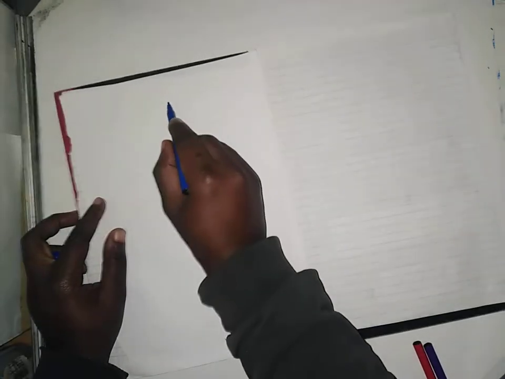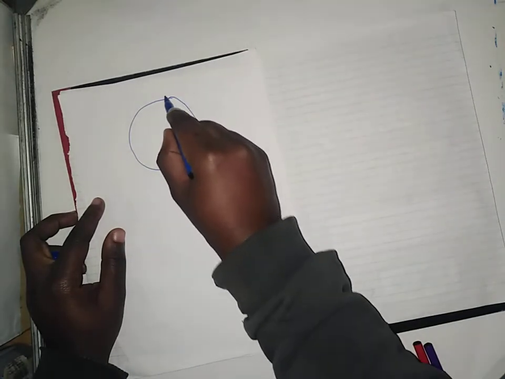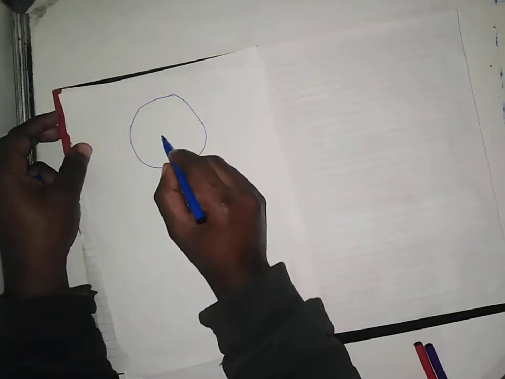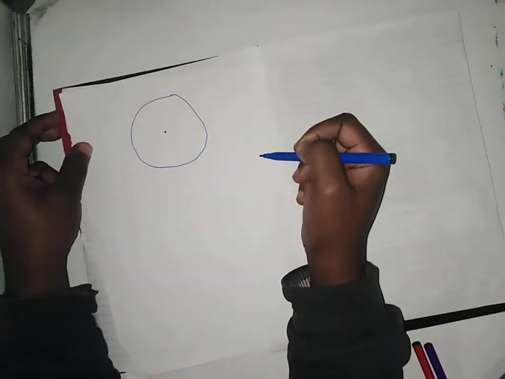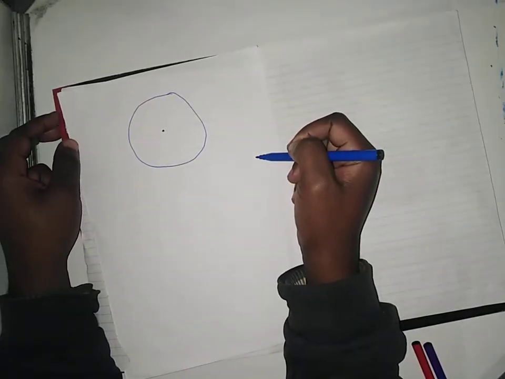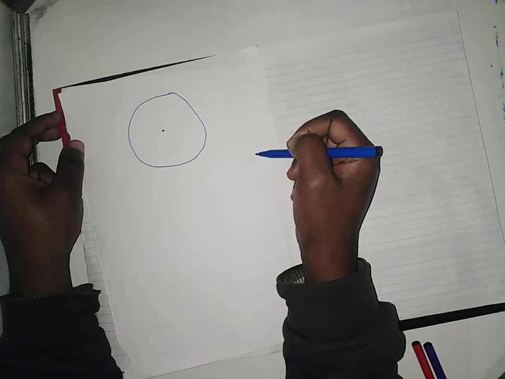So you will have a circle which is something like this. This is a circle. When you have a circle, if you have a point in the middle, the point that is in the middle is called the center. The center point. That is the center of a circle.